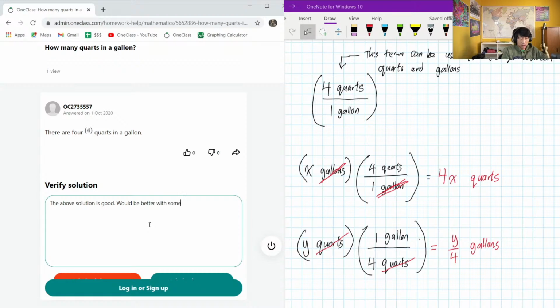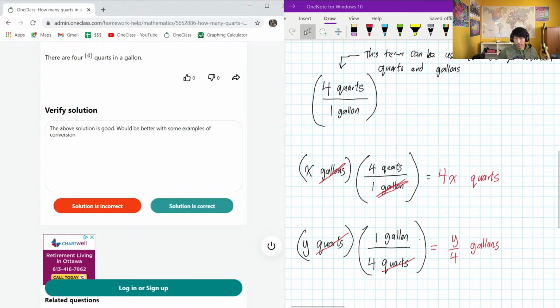Better with some examples of conversion. Cool.